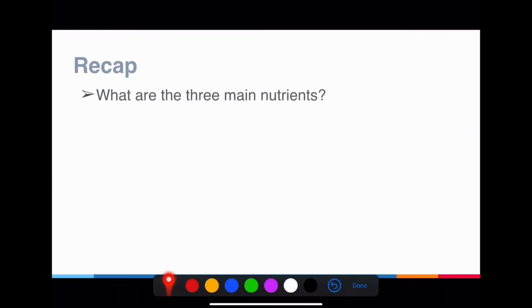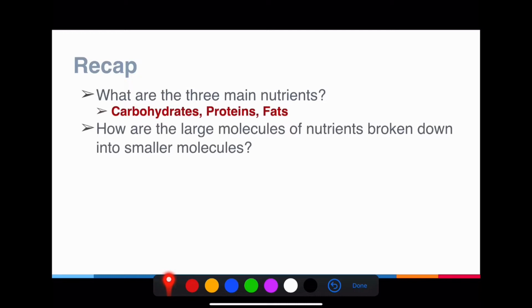Just another recap: what are the three main nutrients that we know in our syllabus? I think this is not new to you. It's carbohydrates, proteins, and fats. But how are these larger molecules broken down into smaller molecules? In the previous chapter, we learned about enzymes, the biological catalysts. They play a lot of functions. Some of them can form bigger substances, which is what I call anabolic reactions. Some of them can break down big substances into smaller molecules, and that's what I call catabolic reactions.